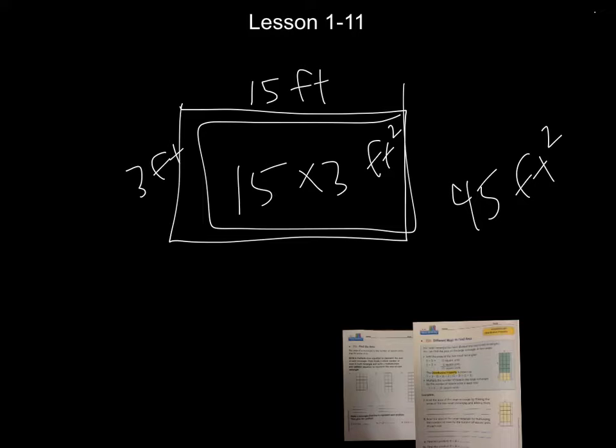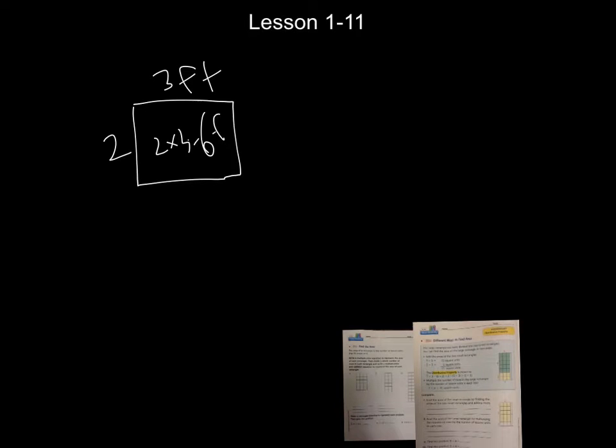Area is length times width. And the unit of measurement would have to be squared because we're creating squares on the inside here. And we're going to go over that a little bit later in the lesson. But the main thing to know is that it's length times width. So if you have a rectangle that is 3 feet by 2 feet, that means inside here it's 2 times 3, equals 6 feet squared. Okay, we're going to go over that in a little bit.